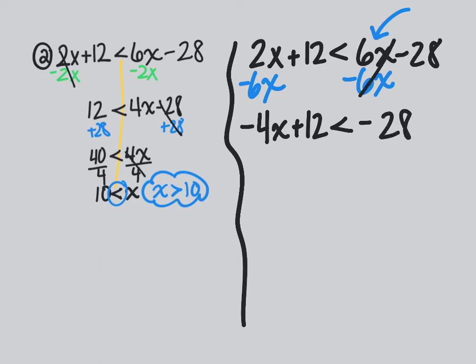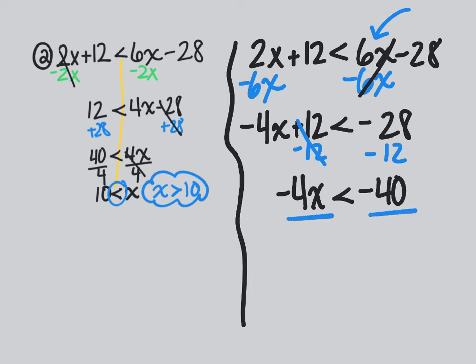All right, so no big deal. We keep going. We're going to subtract 12 from both sides. And when we do that, we still have a negative 4x is less than negative 40. If we got this far, we now need to divide both sides by how many x's we have. In this situation, we have negative 4 x's, so we have to divide by negative 4.